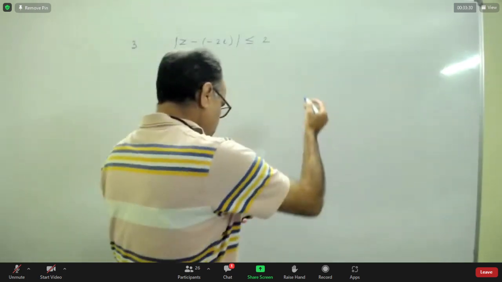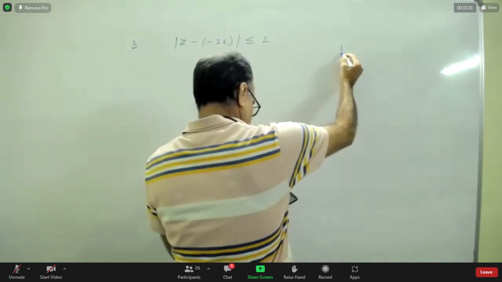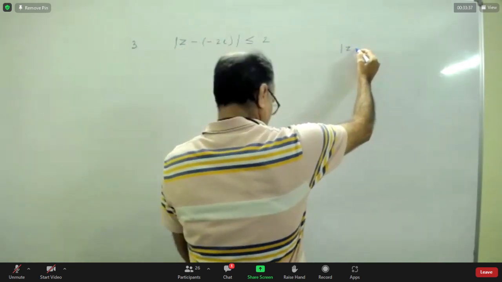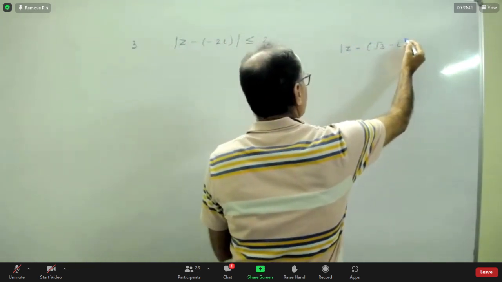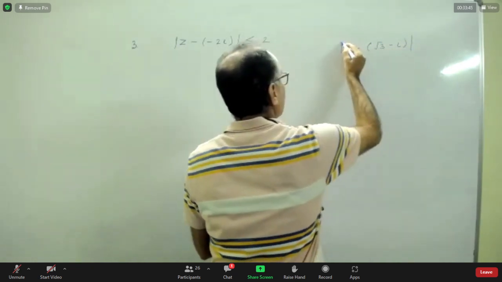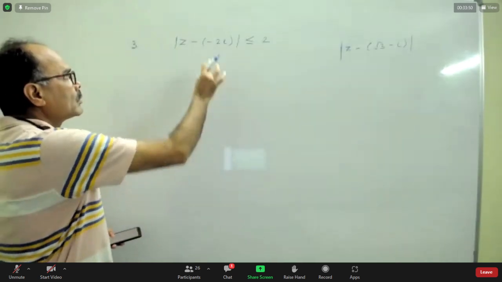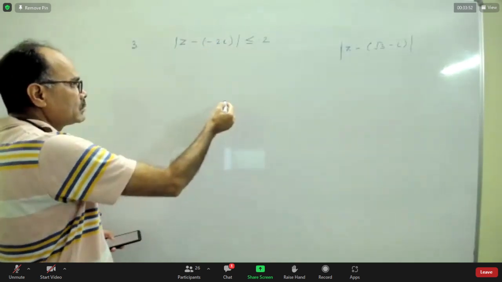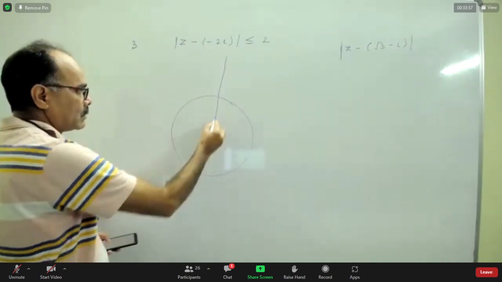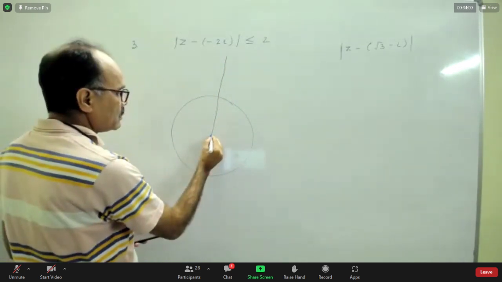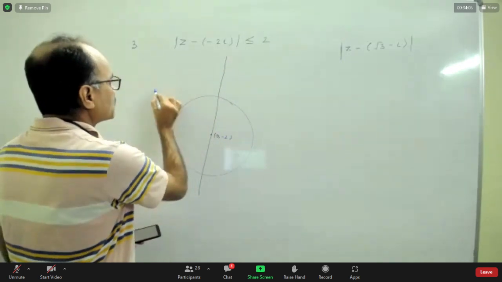And the other one is the greatest value of mod of z minus root 3 minus i. Okay. Now, the center is 0, minus 2. This is the x-axis.